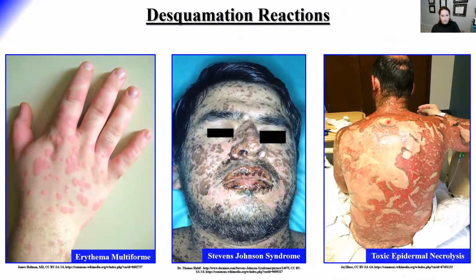These are some pictures of those desquamation reactions here, and you can see those iris lesions on the erythema multiforme. He's got these bullous mucosal lesions in Stevens-Johnson, and then the epidermis is sloughing off in that toxic epidermal necrolysis.